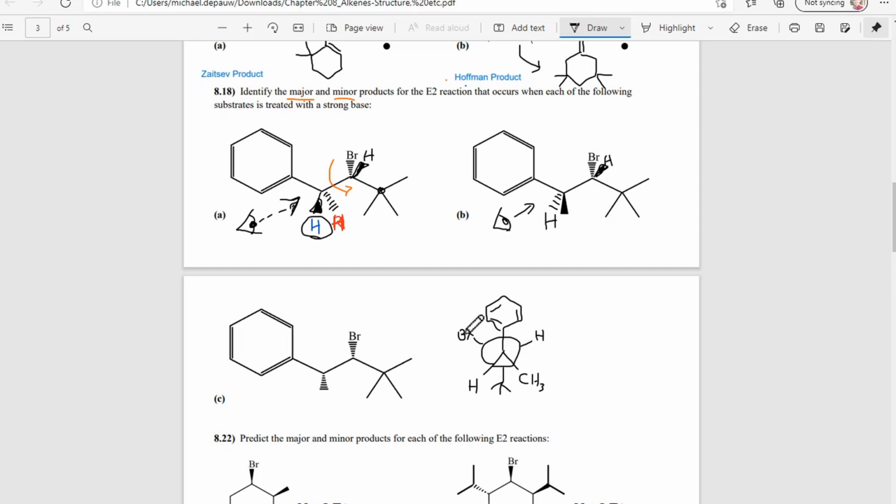It's on the same carbon as the bromine. I have to have a beta hydrogen be eliminated, so it has to be this one. So I can rotate these around. Rotate these guys around, and then I can come down here and make a clover.